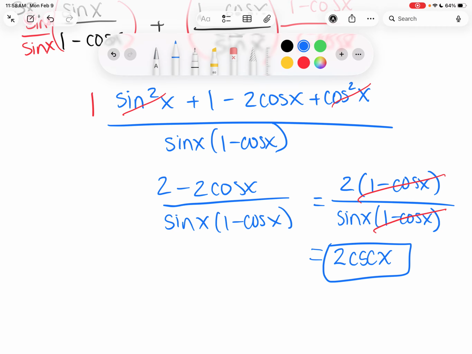How did you take out that 2? Because there's a 2 in both pieces, so I can take it out. So when you took out the 2, why did it become 1 minus? Because it's multiplying, so it's like distributing it back. No different than when I have 2 minus 2x, and I factor out a 2, and I have 1 minus x left.